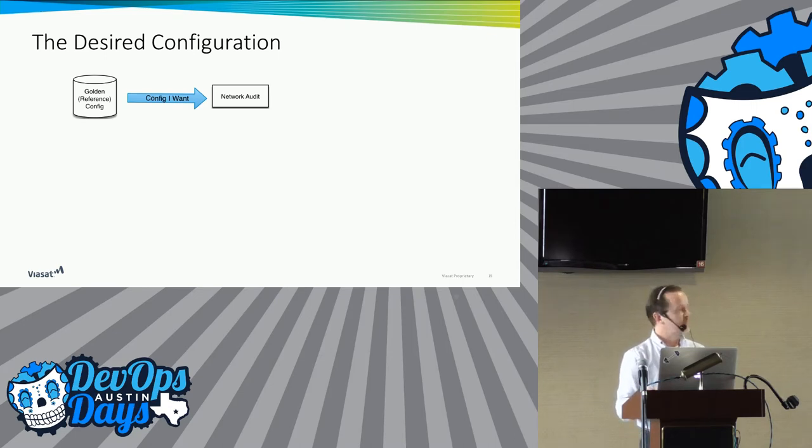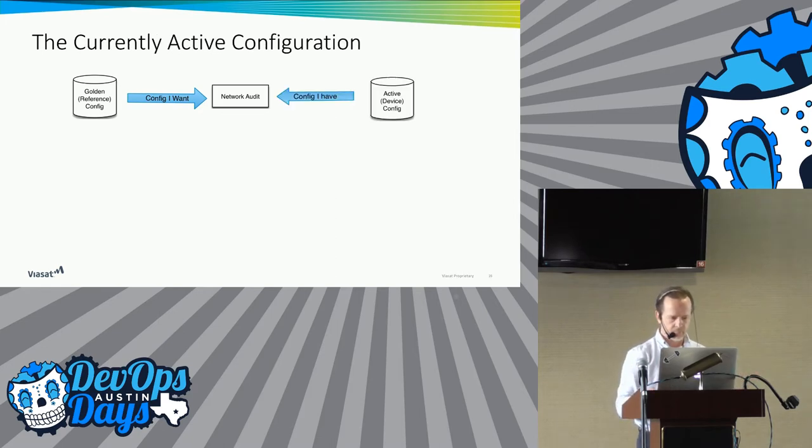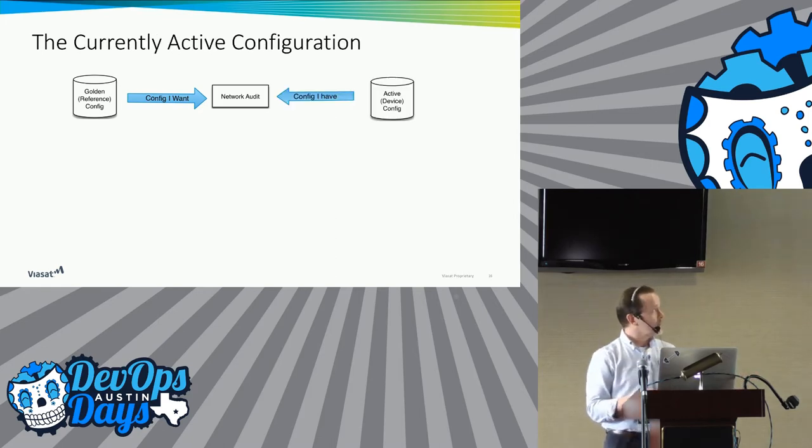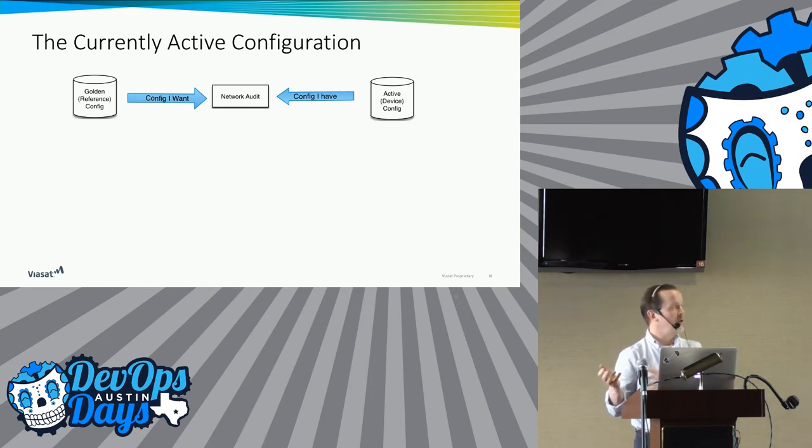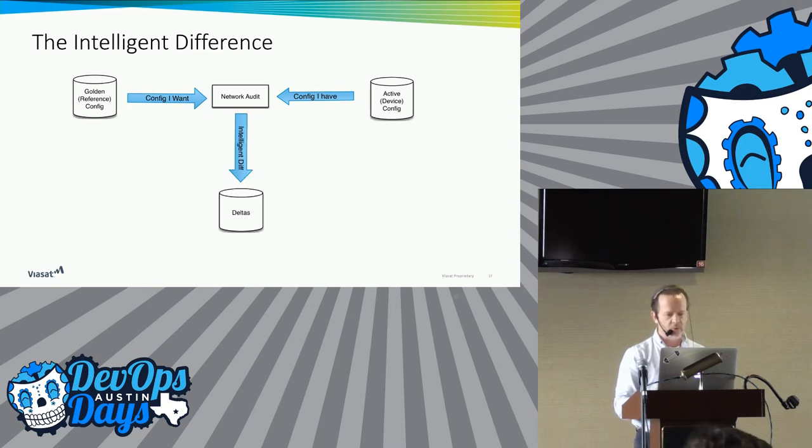The first piece of information that we need for the audit is a golden or reference configuration. That golden config is generated based on our models, our YAML documents or Ansible inventories. With the golden configuration, we have to know the currently running configuration on the devices, the active configuration. So when we run the audit, we pull out from the device what its configuration is right now.